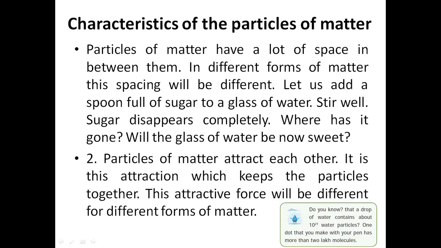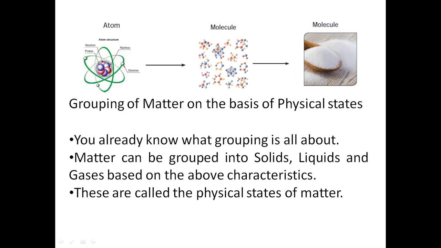Grouping of matter on the basis of physical states. The above diagram shows an atom structure, and it has neutron, proton, nucleus and electron. This atom is so tiny that it makes a group of molecules. That group of molecules will give rise to a physical state. You already know what grouping is all about. Matter can be grouped into solids, liquids and gases based on the above characteristics. These are called the physical states of matter.